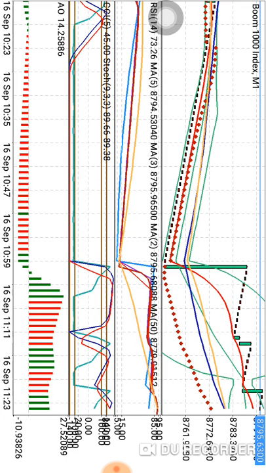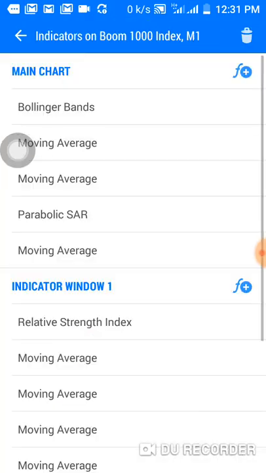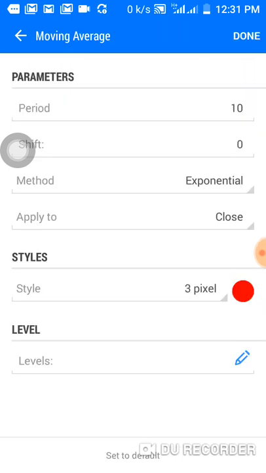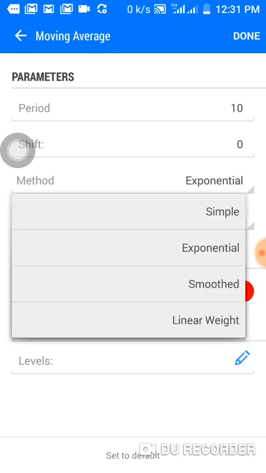Okay, let's quickly go back to other indicators. The next indicator I'll be talking about is the moving average. So we added three different moving averages to it. The first one is EMA 10, that is exponential moving average 10. So the period is 10, the shift is 0, method is exponential. For you to change it, click on it and click on exponential.